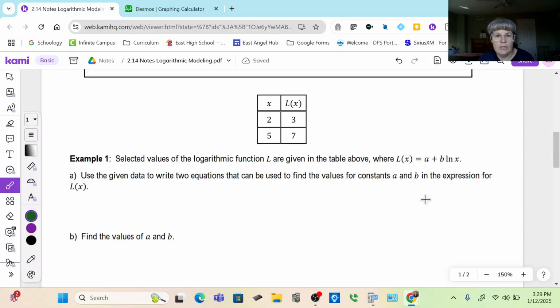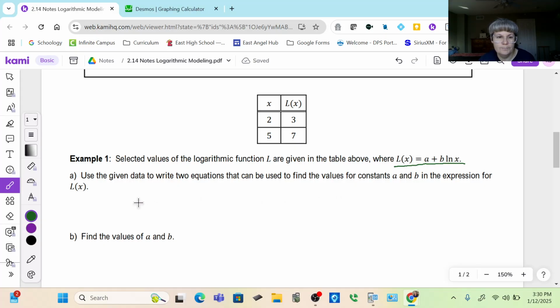In our first example here, we have a table with two pairs of values, and we are being asked to use the function L of x equals a plus b natural log of x. The first part of this problem is to use the data to write two equations that can be used to find the values for the constants a and b in the expression. So we are given an input and its corresponding output, and we're going to replace the x behind the natural log with the input and L of x with the output.